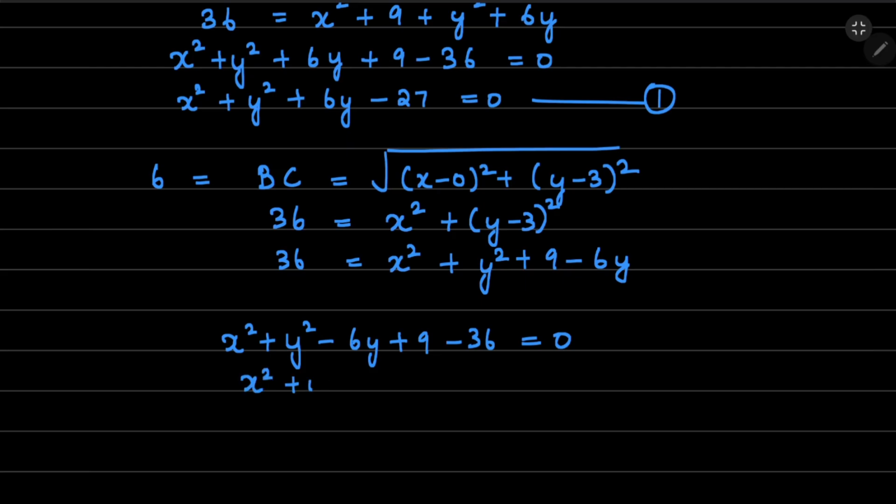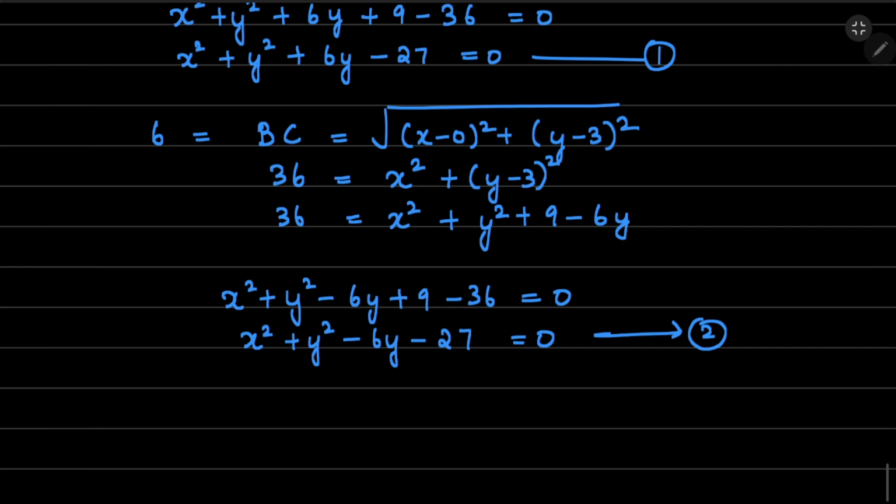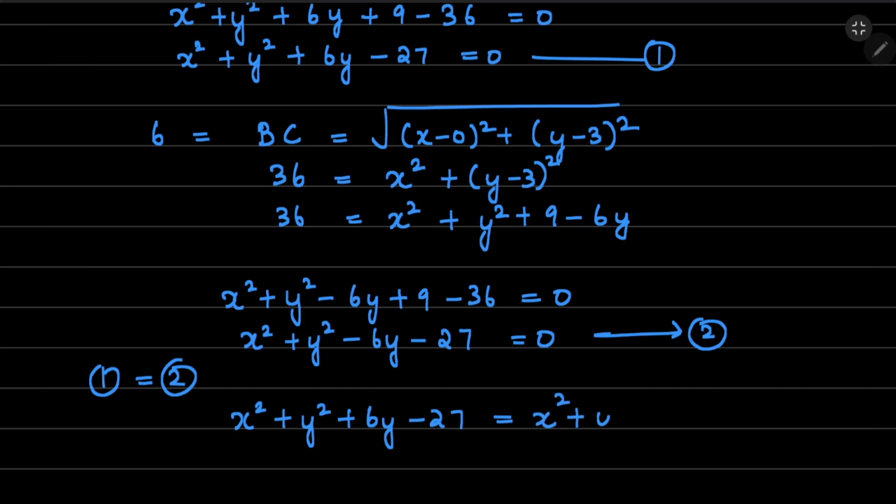So when you simplify it, what did you get? x square plus y square minus 6y minus 27 equal to 0. So this is your equation 2. And 1 is equal to 2, right? Since 1 is equal to 2, what do you get? You can write x square plus y square plus 6y minus 27 is equal to equation 2: x square, because the distances are the same, plus y square minus 6y minus 27. So here x square, y square, and minus 27 will get cancelled.